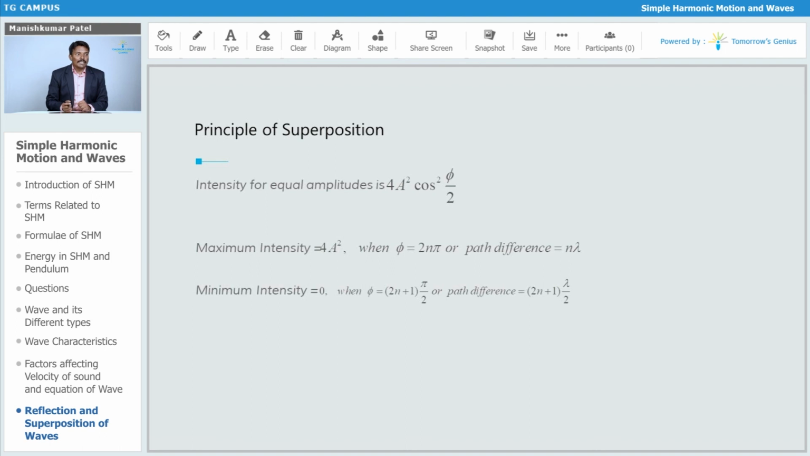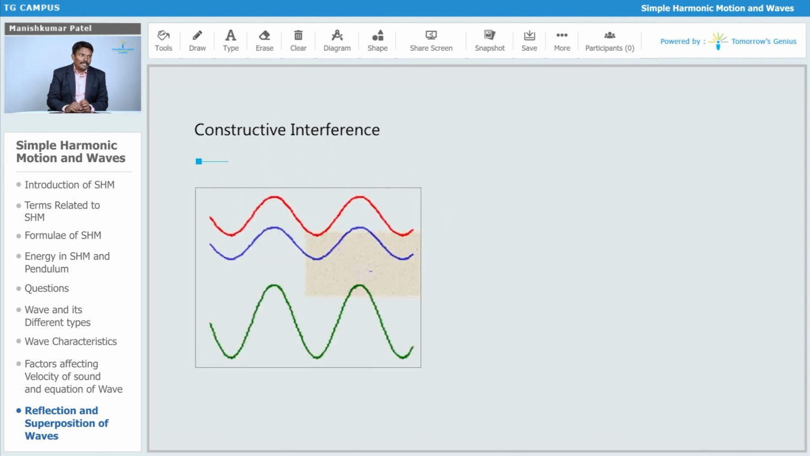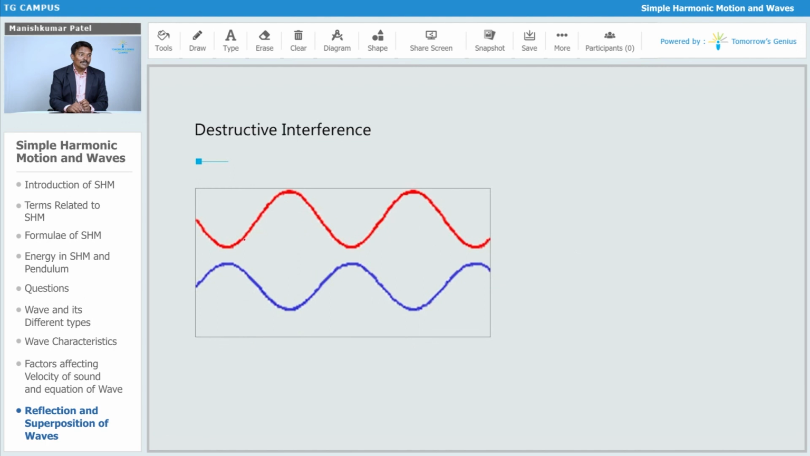And the path difference for maximum intensity is nλ, and for minimum intensity it is (2n+1)λ/2. So this is how we can show constructive interference. The waves are in phase, so they reach their maximum or minimum value at the same instant of time. That is what we call constructive interference. Then destructive: they are out of phase. One is increasing in the positive direction, one is increasing in the negative direction. So they are out of phase, which will produce the minimum intensity over here.